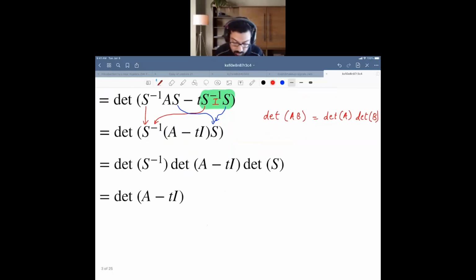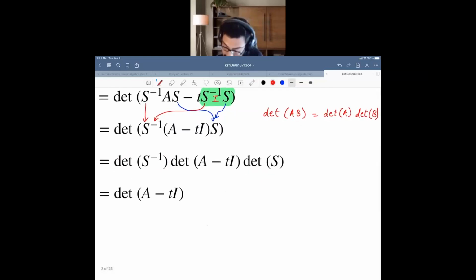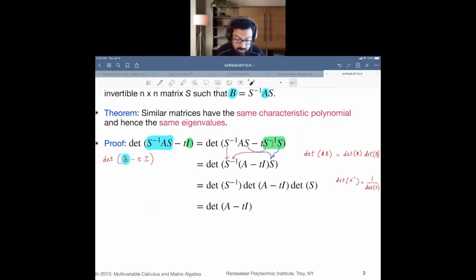And then if you look at this, you have the determinant of S inverse over here and the determinant of S over here. And we also know the property of determinants that the determinant of S inverse is simply 1 over the determinant of S. So by using that, this is going to cancel out with this. What you're left with is essentially the determinant of A minus Ti. So what we proved over here is the determinant of B minus Ti equals the determinant of A minus Ti, which means that the characteristic polynomial for A and B is going to be exactly the same, right?